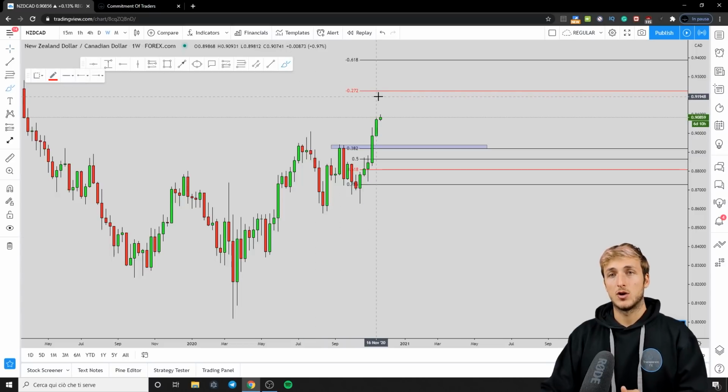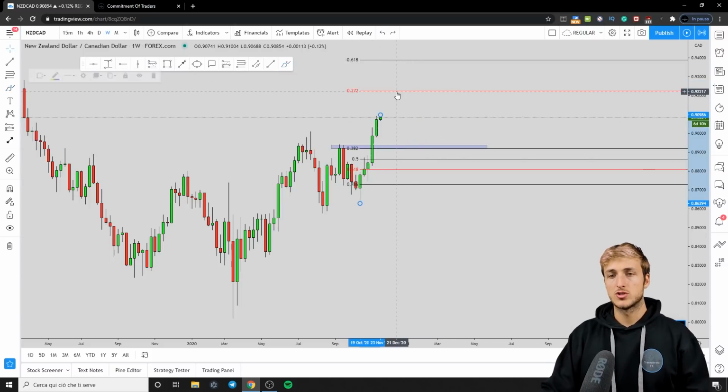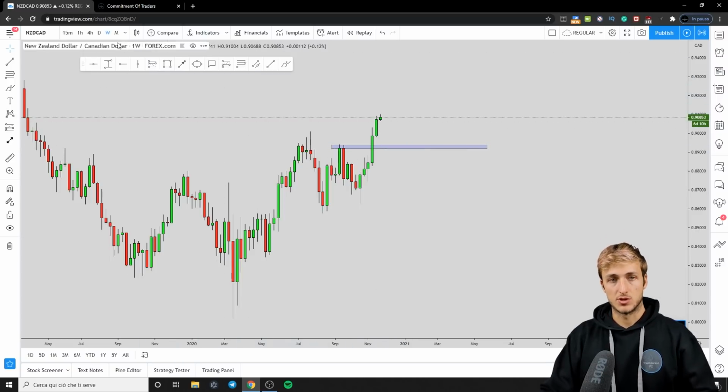which creates a confluence of support area that the market could easily be attracted to grab some liquidity before the continuation to the upside for the completion of this weekly impulse correction and impulse pattern to the upside. So also in the weekly, price action is quite clear. We do expect a retracement to this zone.